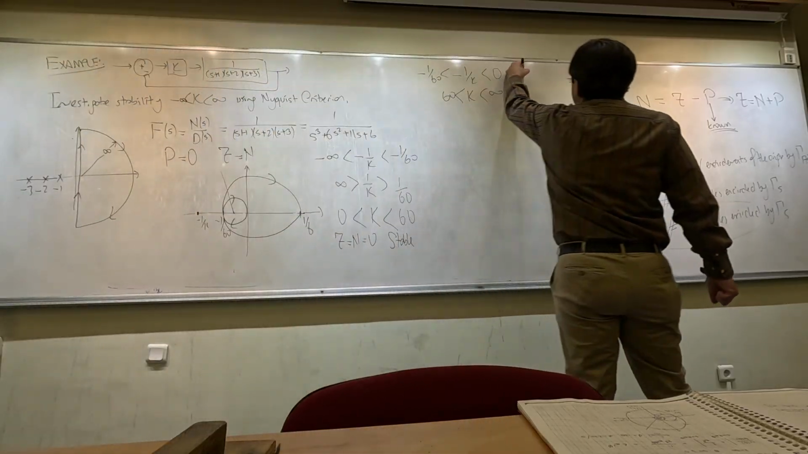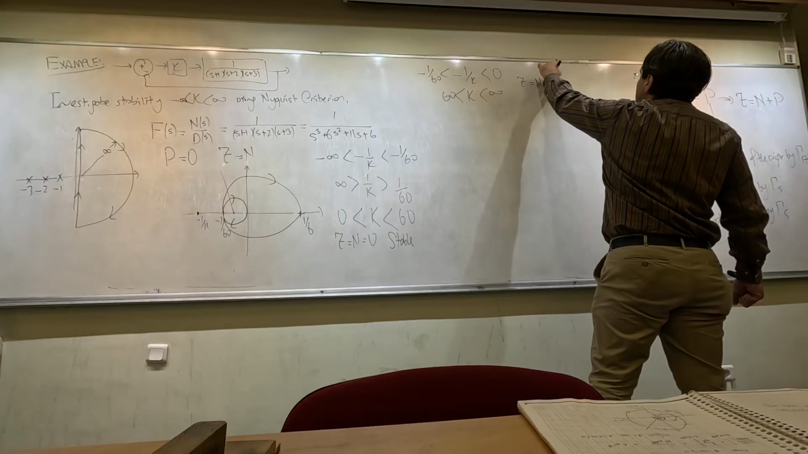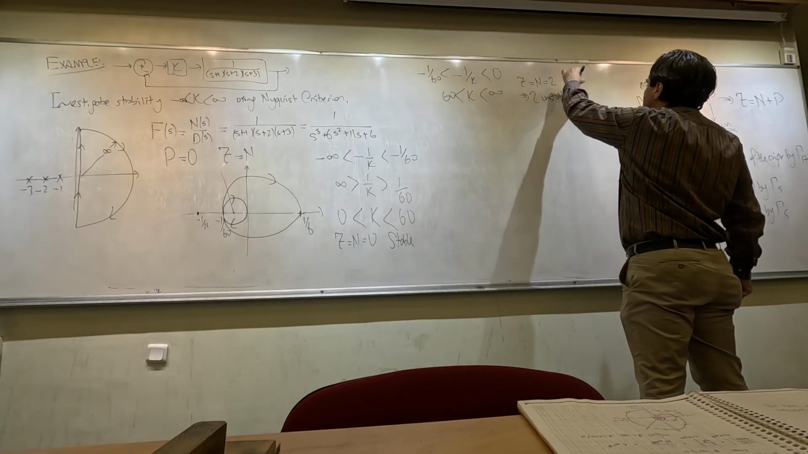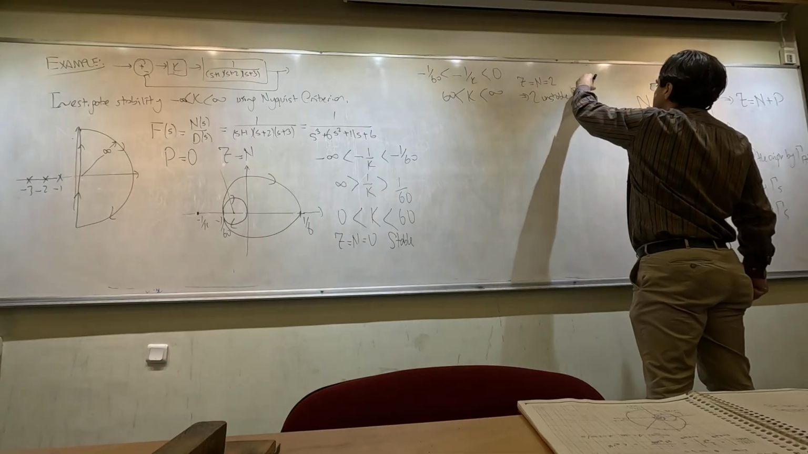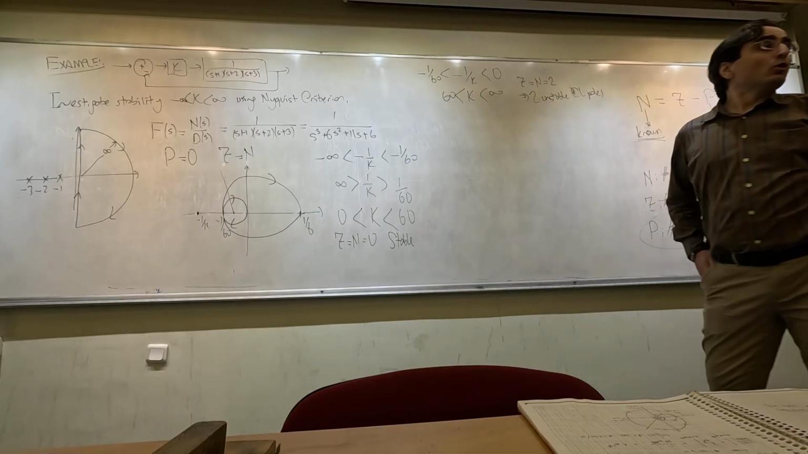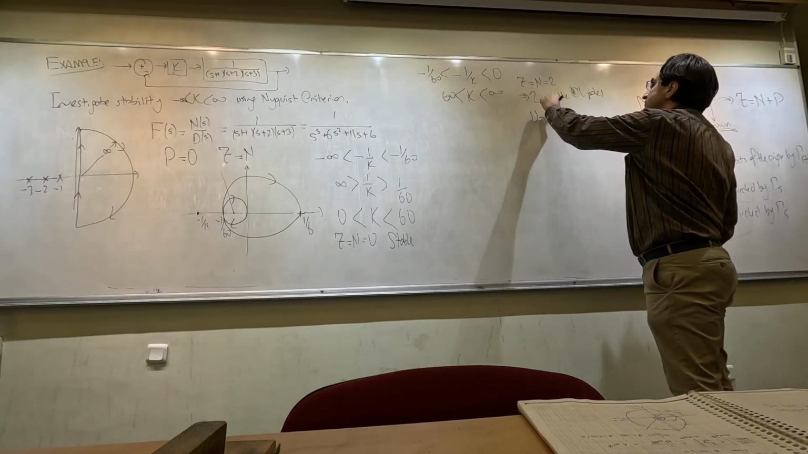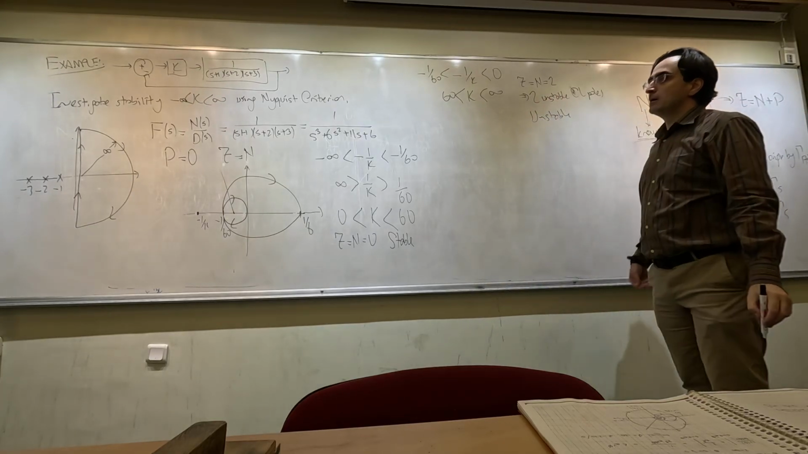Okay, so I have z is equal to n is equal to 2, meaning that we have two unstable closed loop poles, meaning that the closed loop system is unstable. Okay, so we have an unstable closed loop system.